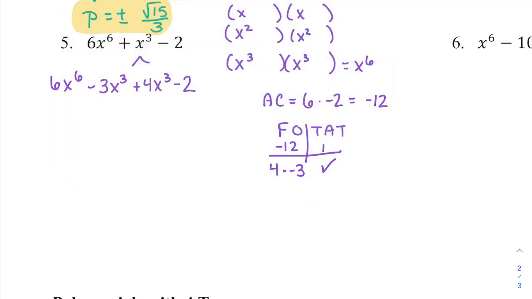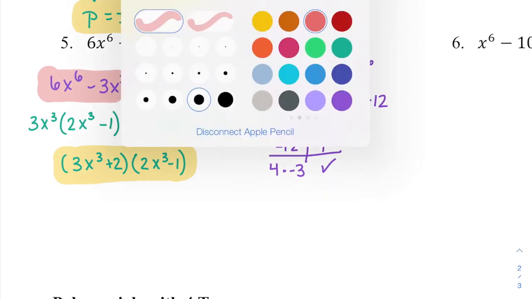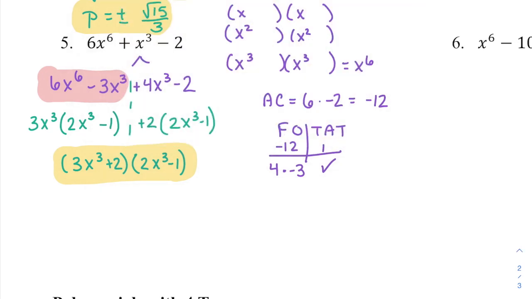Go ahead and do this out yourself. So after I split my middle term here, I can factor by grouping. I found the GCF of this side to be 3x cubed, and what was left over was 2x cubed minus 1. And then I found the GCF of this side to be positive 2. So I got plus 2, what was left over was 2x cubed minus 1. So then my final factors are 3x cubed plus 2 times 2x cubed minus 1.